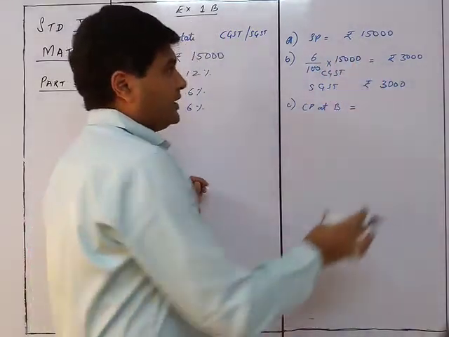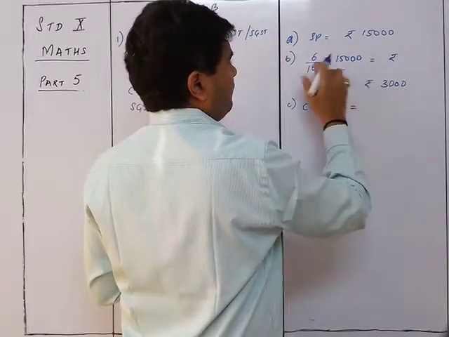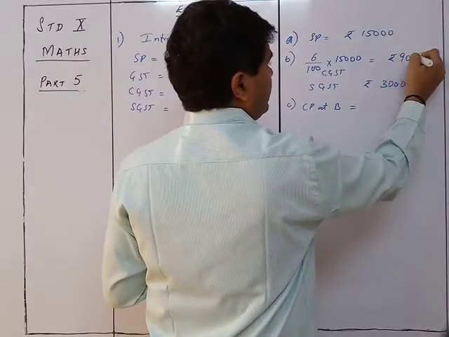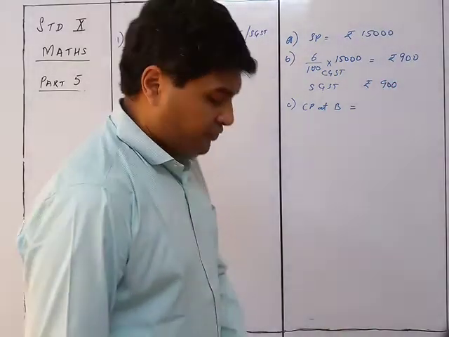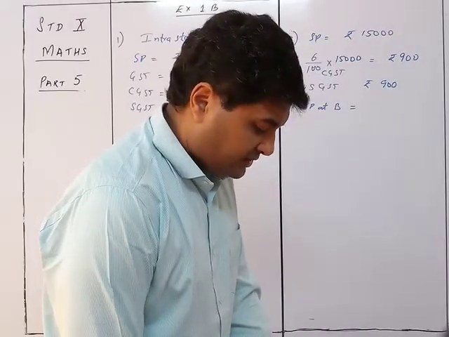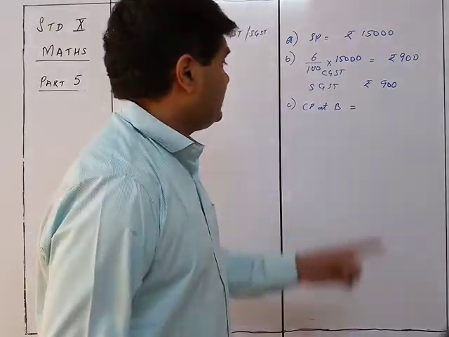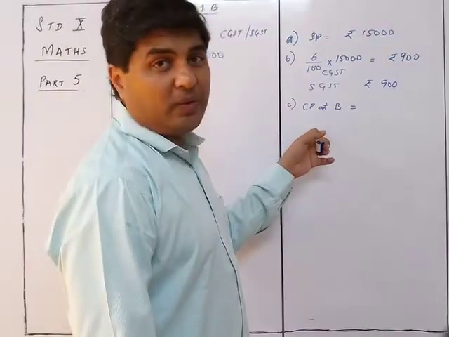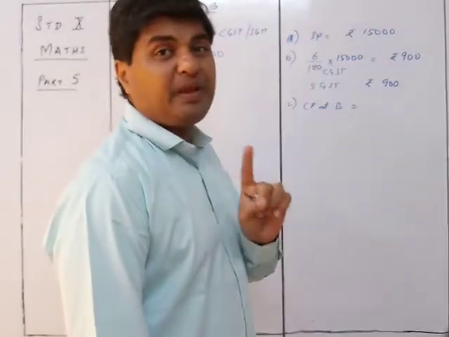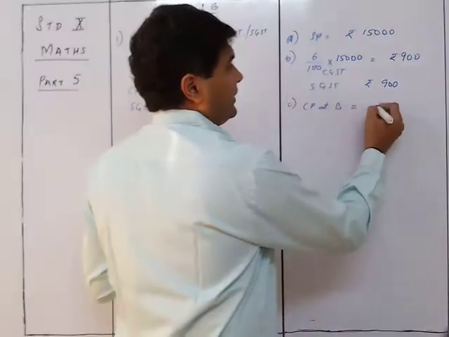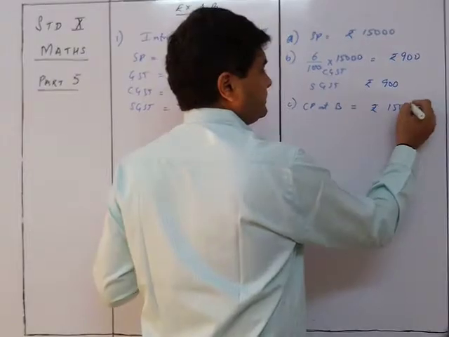Okay, 15,000. So this will become 15,690. So it will be 900, and this will also be rupees 900. So the first answer 15,000. Yeah, the second is 900, and then the CP at B, as I told you, whenever they ask you the CP, it will only be this price, not CP with tax. So the CP over here is rupees 15,000.